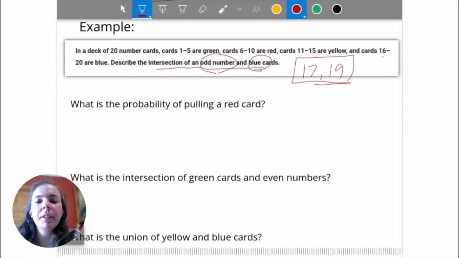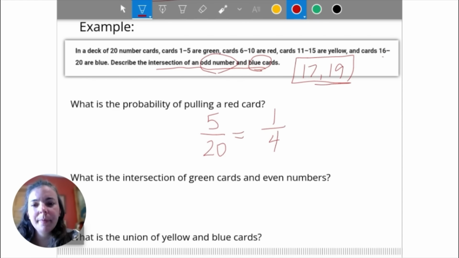Okay, what is the probability of pulling a red card? Well, red cards are 6 through 10. So that's 5 options, 6, 7, 8, 9, 10. So 5 out of the 20 cards, or I could write this as 1 over 4. What is the intersection of green cards and even numbers? Well, intersection again means it has to be in both. So green cards are 1 through 5 and even numbers are only 2 and 4 in that list.